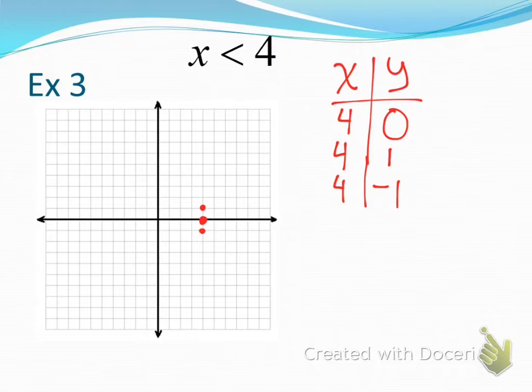If we didn't already know it by looking at the problem, this is going to be a vertical line, straight up and down. So then we have to decide, should this line be solid or dotted?